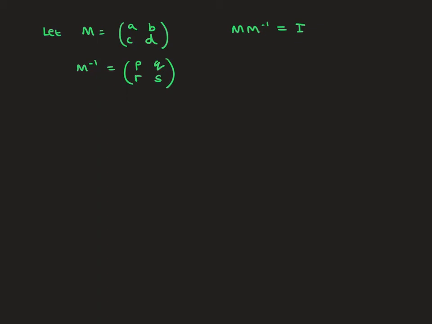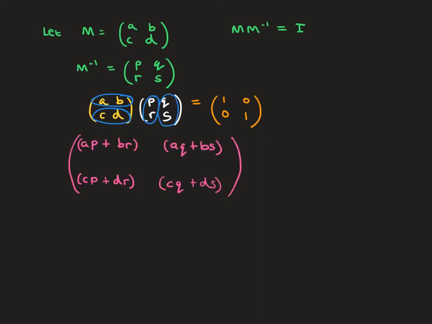So what we know is that A, B, C, D multiplied by P, Q, R, S, the inverse, must take us to the identity matrix 1, 0, 0, 1. So let's do the matrix multiplication on the left-hand side. Be careful with your algebra here. There are going to be a lot of letters involved. Now, check if you got it right.